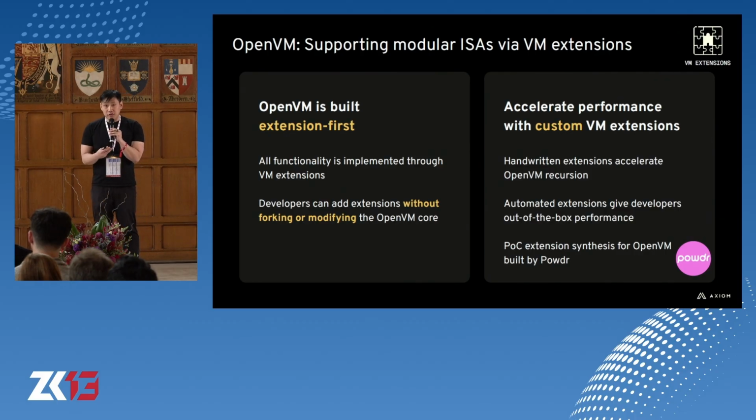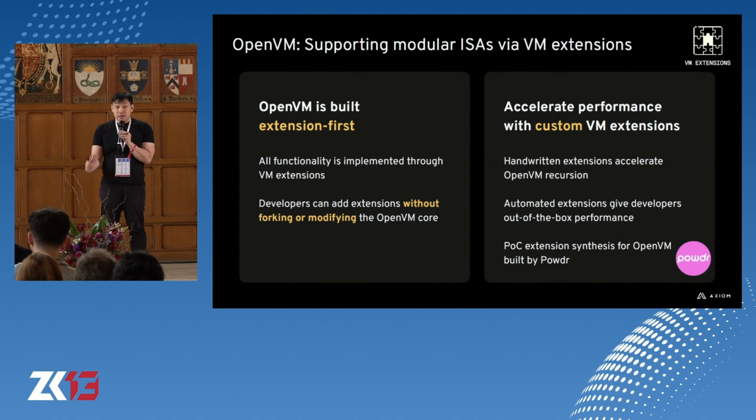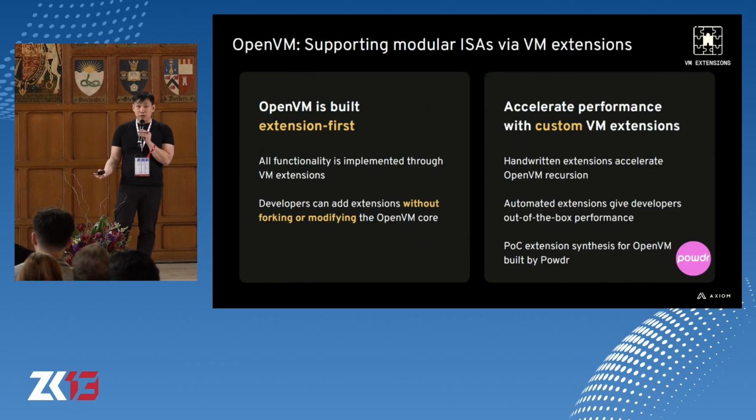One thing this allows us to do is to accelerate performance for particular workloads with custom VM extensions. So for the recursion part of OpenVM, we applied this technique to heavily optimize the recursion circuits. And we recently worked with Powdr Labs to create a POC to automatically synthesize extensions based on user programs. And one thing to note is that these extensions created by Powdr are able to interoperate with user programs without any modification to the core OpenVM libraries.